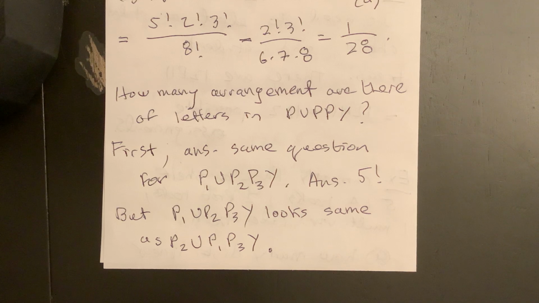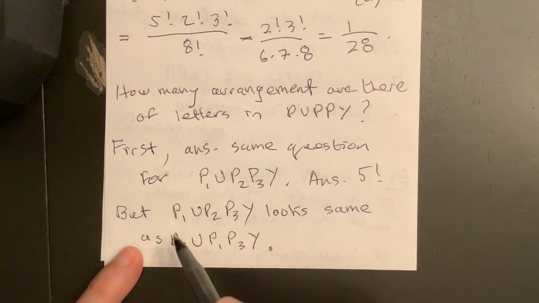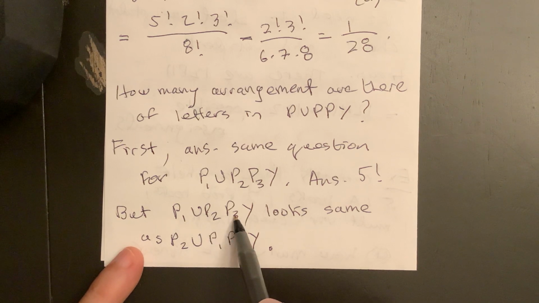So what's the way to correct this? I have to count how many there are like that, right? Well, since there's 3 P's and they're all the same, there's 3 factorial ways to arrange them. I can have the P1 here, P2, P3. I could have P1, P3, P2. So I have 6 in this way.